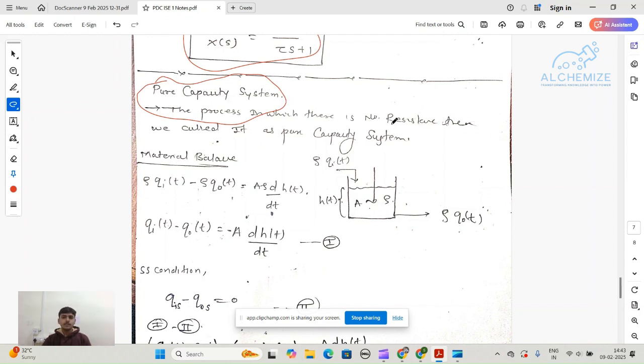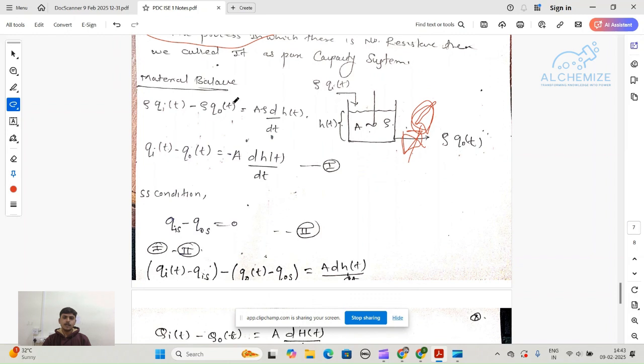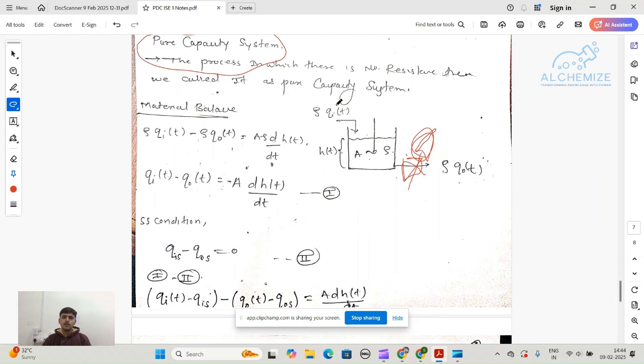So there is no resistance in your system. As we know, here we introduce one resistance, so for this it becomes zero. I am writing here q I, the same material balance equation. If my resistance is zero, then my input is equal to output. It can always become input equal to output.